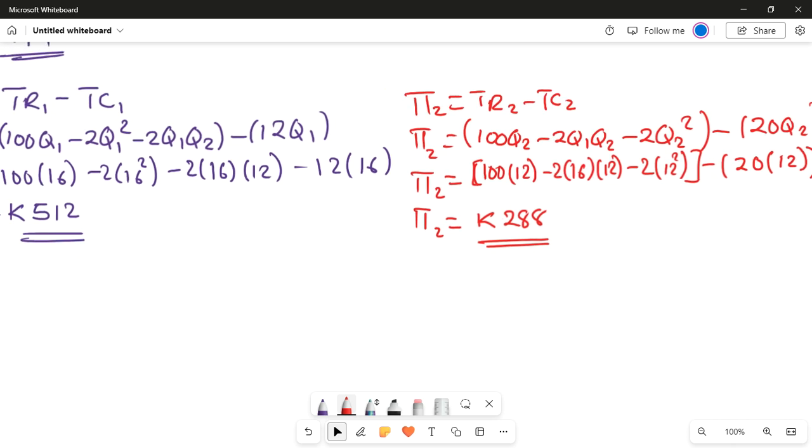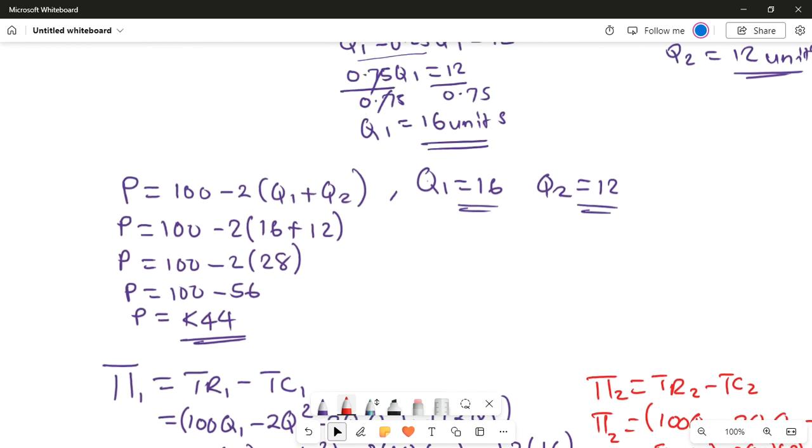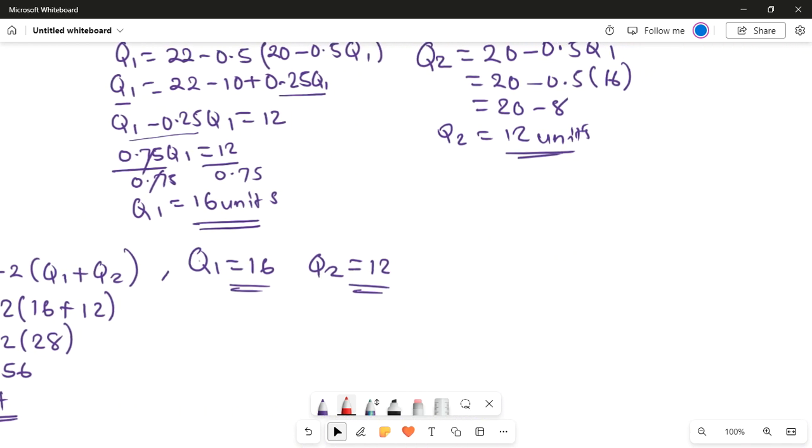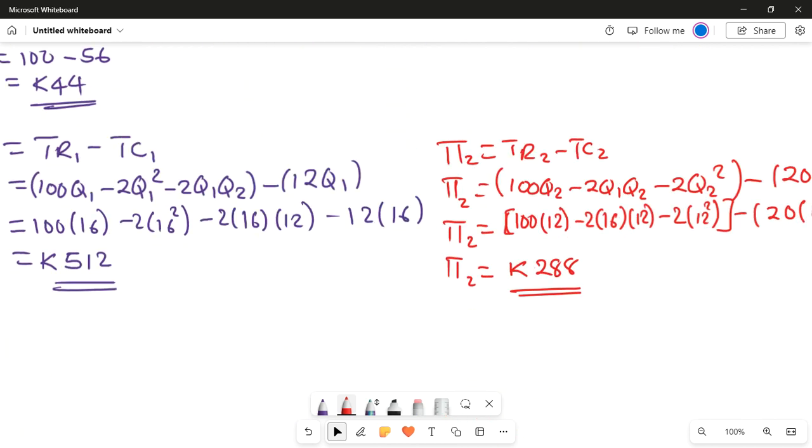Okay, so this is how you handle a duopoly. So take your time, you go through. You can be moving at a slower pace until you understand the concept.